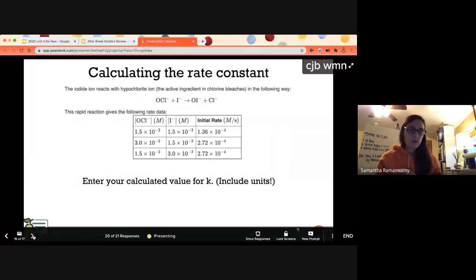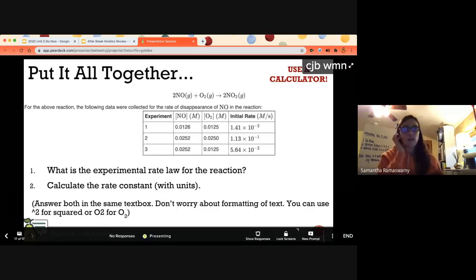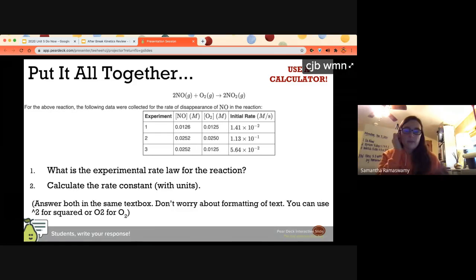We have one more slide where we're going to try to put everything together. For this, I gave you some data from 3 experiments. What is the experimental rate law for the reaction? And then calculate the rate constant with units. The first thing I want you to do, and you'll do this in the same box, is determine the experimental rate law.